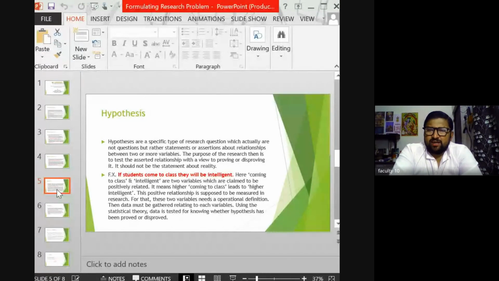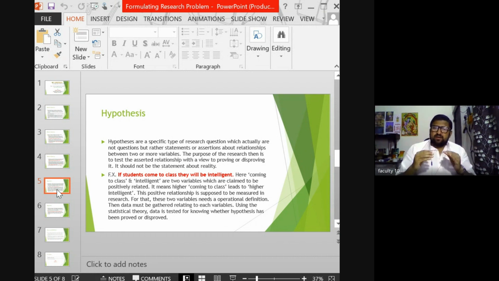Oh, I have written here: coming to class and intelligent are two variables which are claimed to be positively related. That means the more you come to class, the more you become what? Intelligent. This positive relation means if one grows, the other also grows. This is a positive relation, right? If the student comes to class more, then that student will become more intelligent. Now, this positive relationship is supposed to be measured in the research.